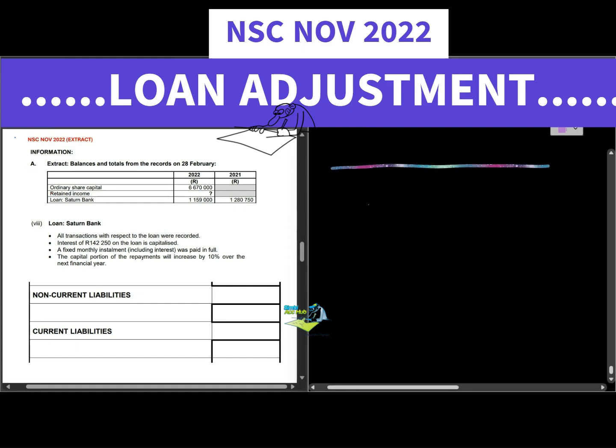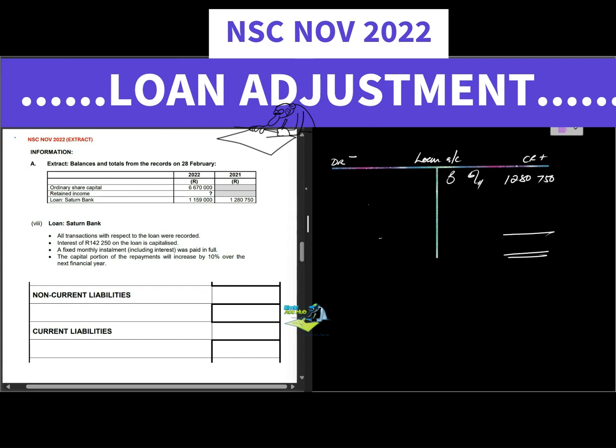In grade 10, we opened what is known as the loan account. This is what you're seeing over here. Here's my T account, and I call this my loan account. Remember, liability on the credit side is a plus, and on the debit side, that will be a minus. Then I have my opening balance, my balance brought down, which is 1,280,750. And then I close it up like that.